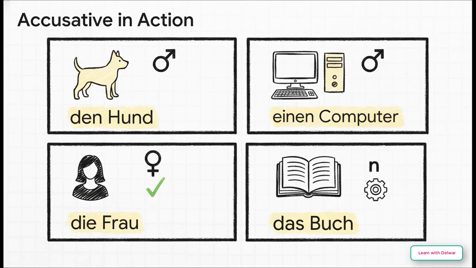For the dog, which is masculine, der Hund becomes den Hund. Same deal for a computer, also masculine, ein Computer becomes einen Computer. But now look at the last two examples. Because Frau, or woman, is feminine, and Buch, or book, is neuter, their articles die and das don't change one bit. It's really as simple as that.